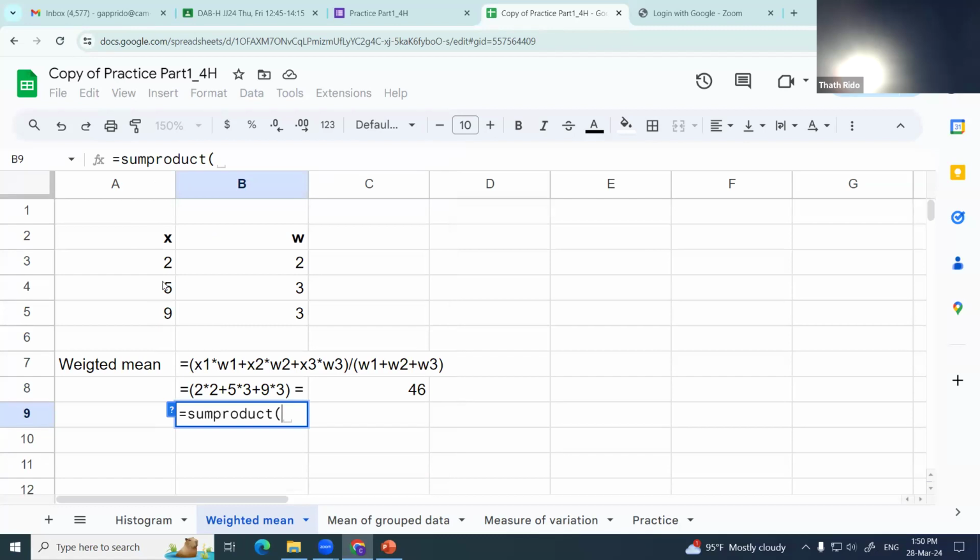So that is sum product. We need to arrange the data in two columns and sum. Product is multiplication and sum is addition, so we add the multiplication results, and that is the same answer.